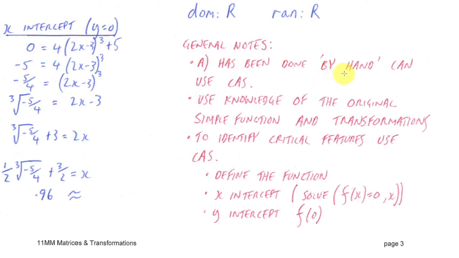Just general notes, I did all this by hand, but I could use my CAS. It's important to remember the original function and those transformations. And when using our CAS to get the x-intercept, we just solve for f of x equaling 0. And our y-intercept, we just substitute x equaling 0 into the function. What's most important is that you define your function.